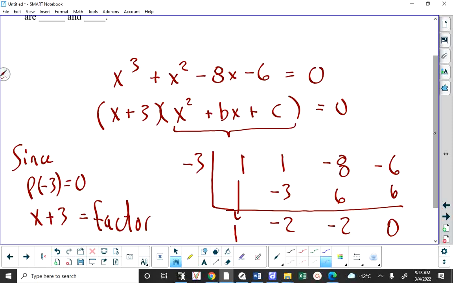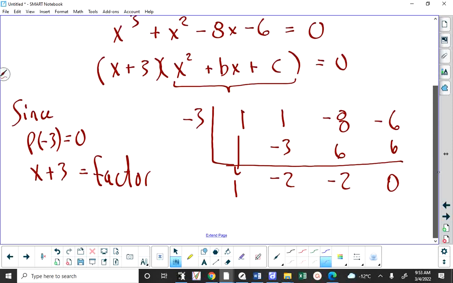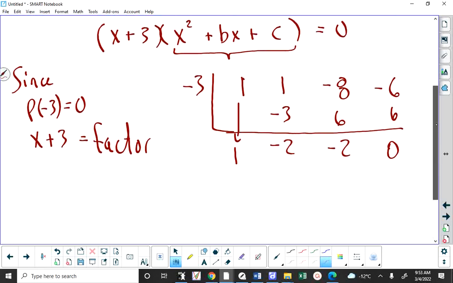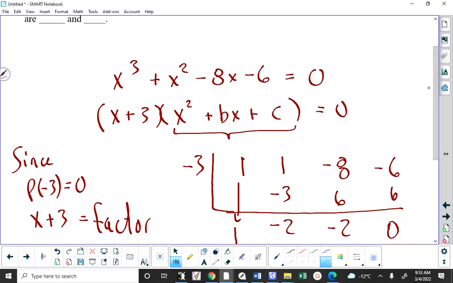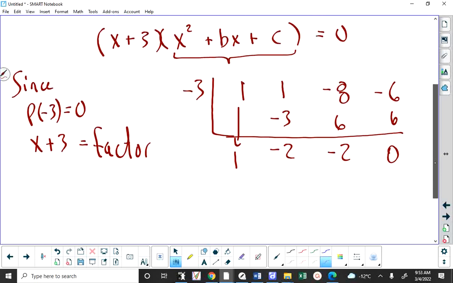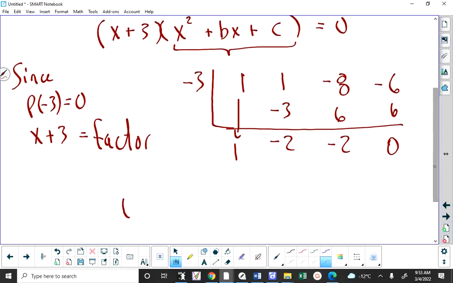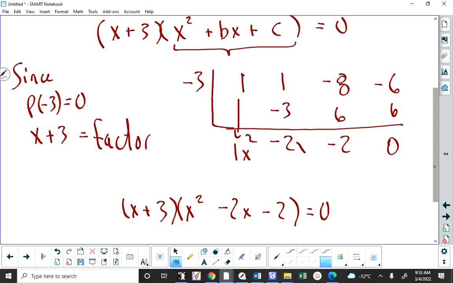And what that tells us now is that this polynomial function, or equation rather, yes, it's x cubed plus x squared minus 8x minus 6 equals 0, but in factored form, it's x plus 3, x squared minus 2x minus 2 equals 0. You see where I'm getting that from? x squared minus 2x minus 2.